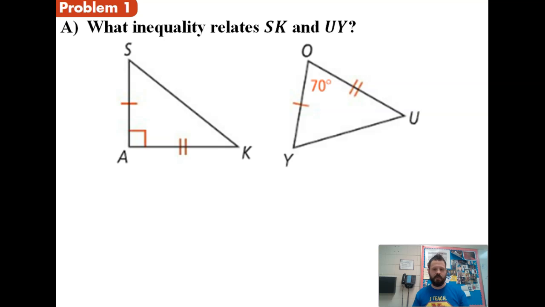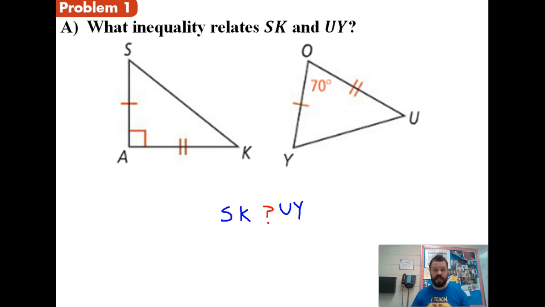All right, so let's look at how we can apply the hinge theorem to a few different problems. Problem 1, part A says, what inequality relates SK and UY? In other words, the length of segment SK and the length of segment UY. When we say what inequality relates the two, that means we have SK and UY, and we want to figure out what kind of sign we can put between the two of them, a greater than sign or a less than sign.